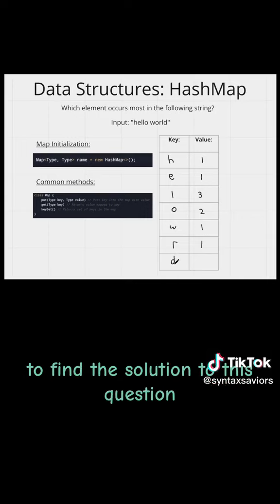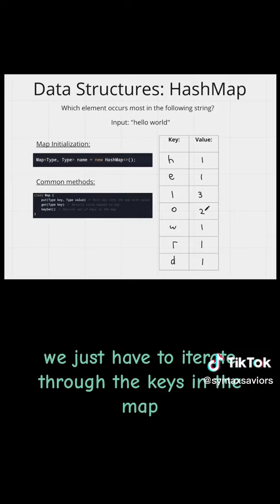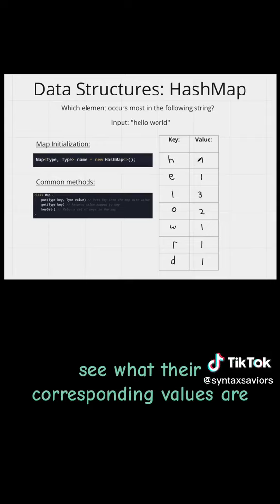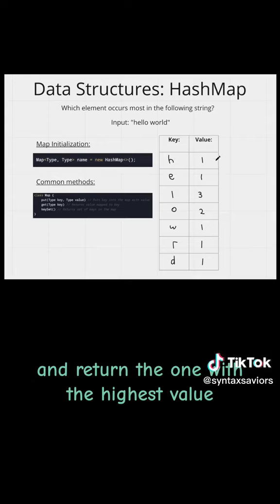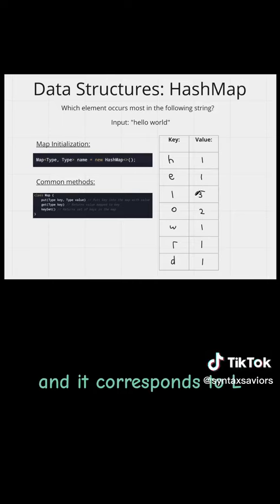To find the solution to this question, we just have to iterate through the keys in the map, see what their corresponding values are, and return the one with the highest value. In this case it's 3 and it corresponds to L. Let's get into the code.